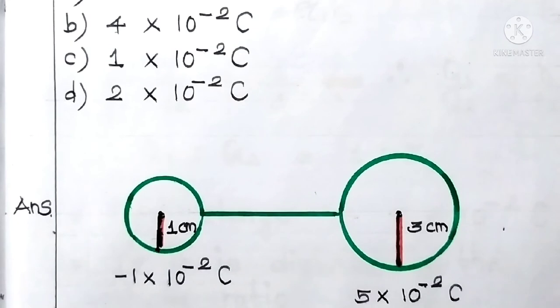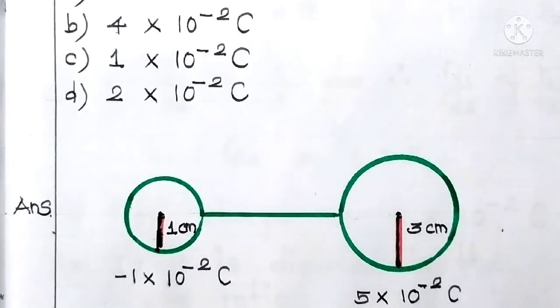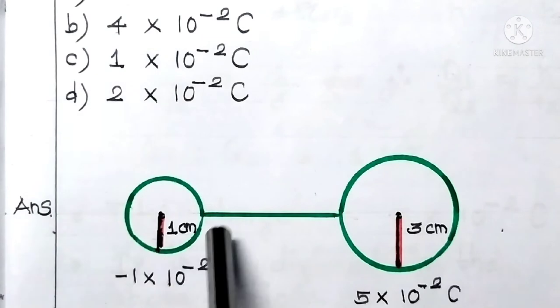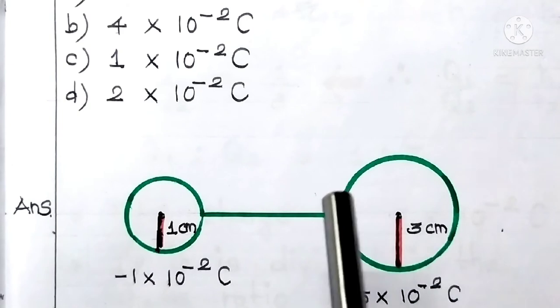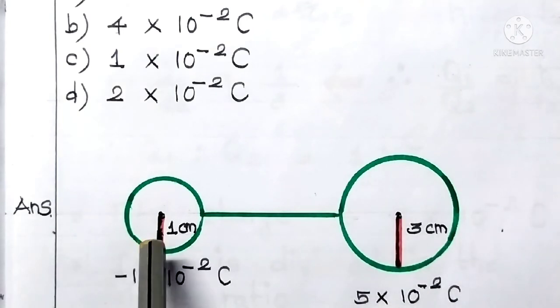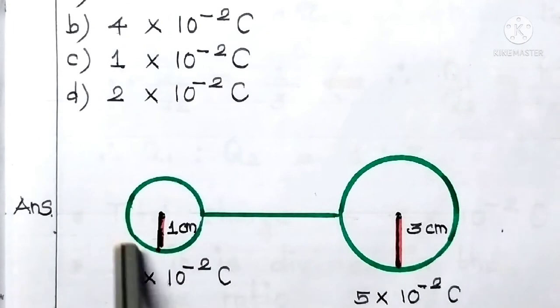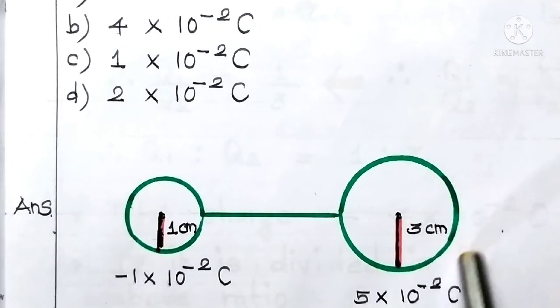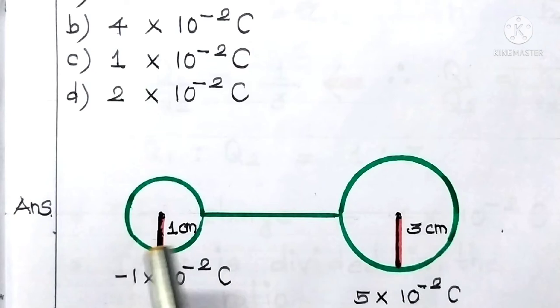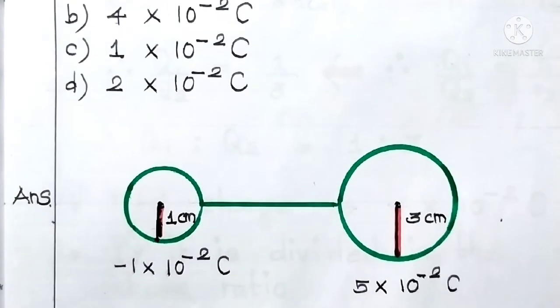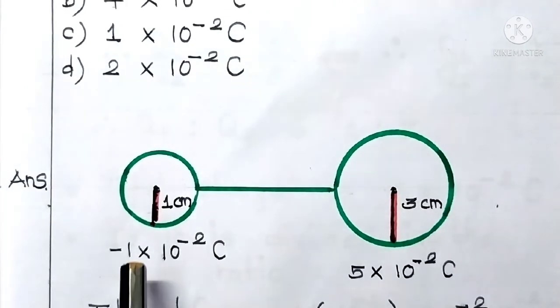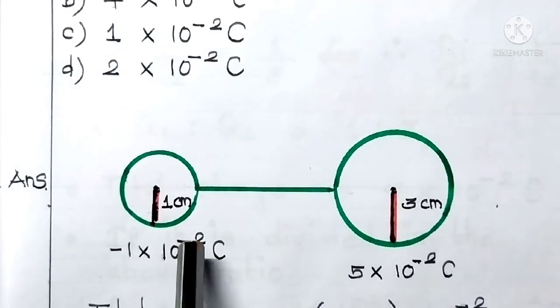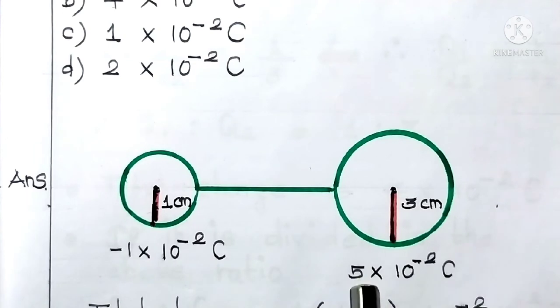For a better understanding, here I have drawn a diagram. Here comes a sphere and again here comes another sphere with more radius. The radius of this sphere is 1 centimeter, so it is smaller in size, and the radius of this sphere is 3 centimeter, so it is somewhat bigger than this. Now what about the charges as per the sum? Here it is given minus 1 into 10 to the power of minus 2 coulomb, and here it is given 5 into 10 to the power of minus 2 coulomb.